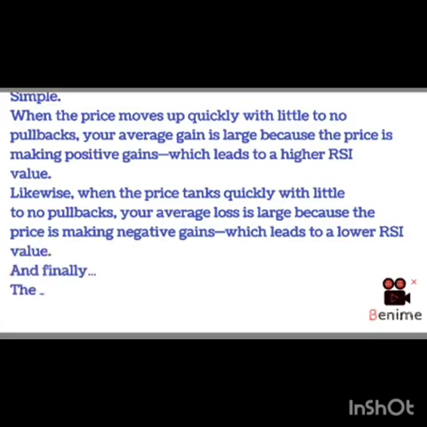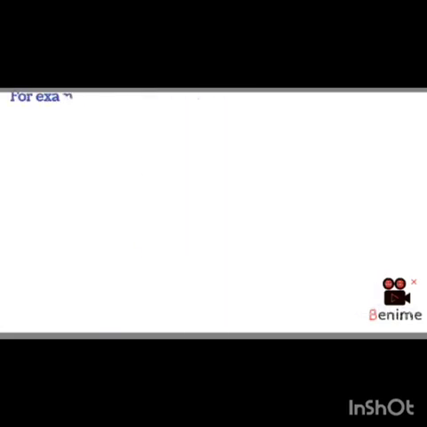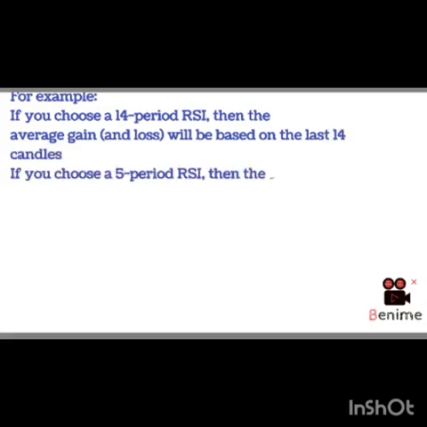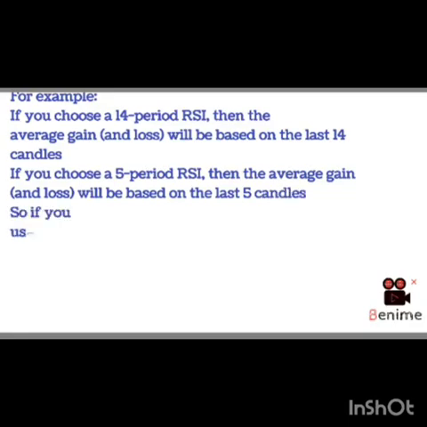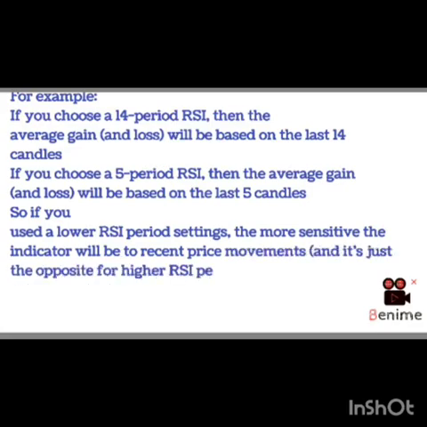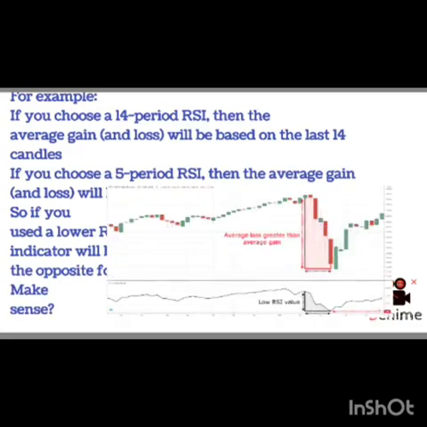And finally, the average gain and loss can be manipulated by the RSI settings. For example, if you choose a 14-period RSI, then the average gain and loss will be based on the last 14 candles. If you choose a 5-period RSI, then the average gain and loss will be based on the last 5 candles. So the lower the RSI period setting, the more sensitive the indicator will be to recent price movements, and it's just the opposite for higher RSI period settings. Makes sense? Here's the RSI indicator in action, using the default 14-period RSI.